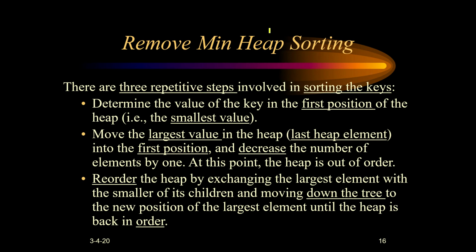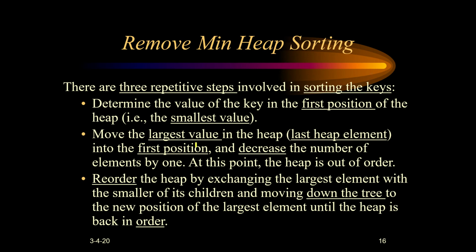Usually in removing an item from a min heap, there are three main things you have to keep in mind. The first thing is that the smallest value will always be removed, and the smallest value will always be in the first position in our min heap. The next one is the largest value. The largest value will always be in the last position of your heap, and this will always be swapped with the least value, which is in the root of my min heap, when I do removal from my min heap.